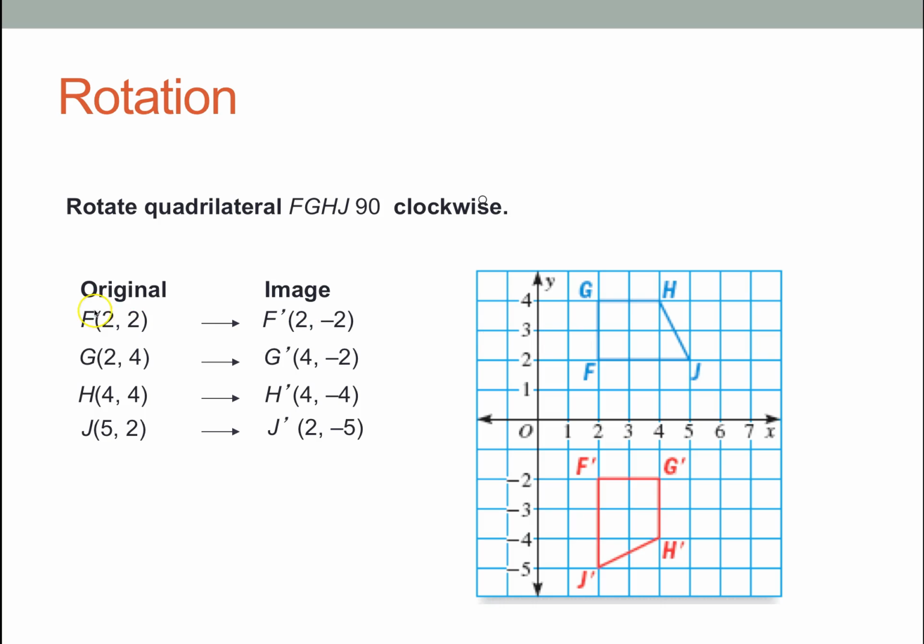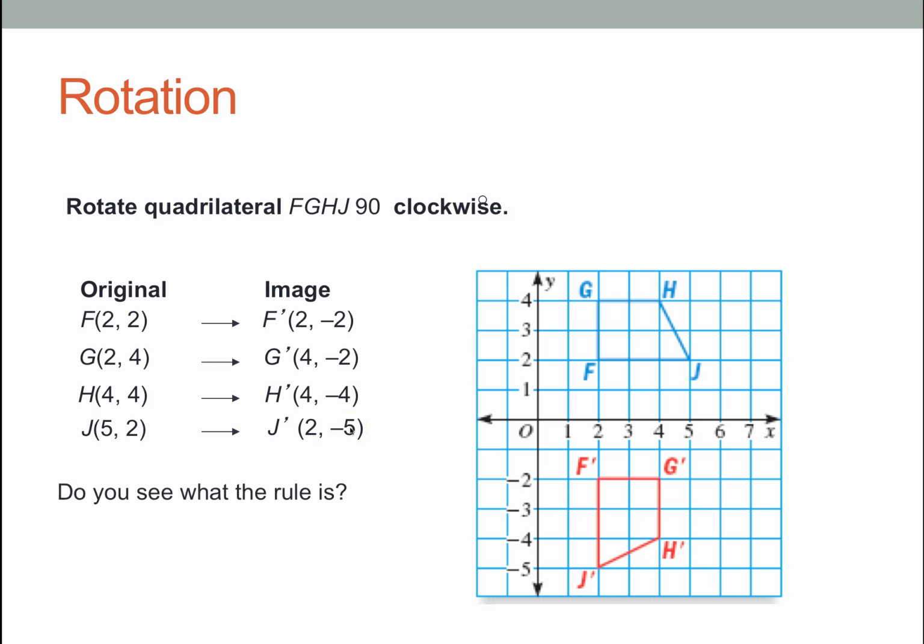Can you see a pattern here? So the original numbers are here. And the image numbers are here. Now, X, let's see, I go from, here's 2, here's 4, and negative 2. So look at that. So the Y here becomes the X. The Y becomes the X. And what does the X become? The X becomes a negative Y. Look at that. So 5, 2 becomes 2, negative 5.